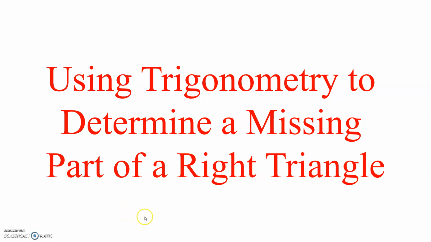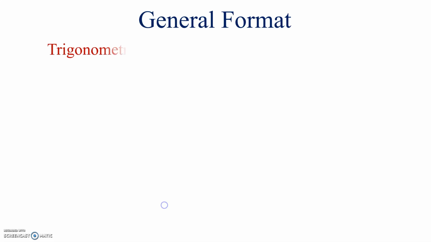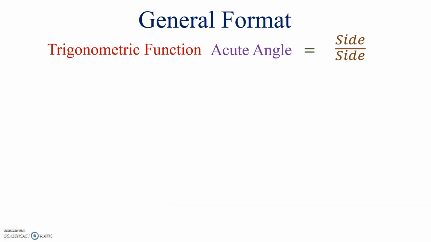In this video, we'll be using trigonometry to determine a missing part of a right triangle. The primary focus of this video is actually to help you develop a strategy for setting up the equation to solve. So here we go. There's essentially a general format to set up every equation to solve a right triangle. First part is a trigonometric function, followed by the acute angle, followed by an equal sign, and then followed by the ratio of two sides.